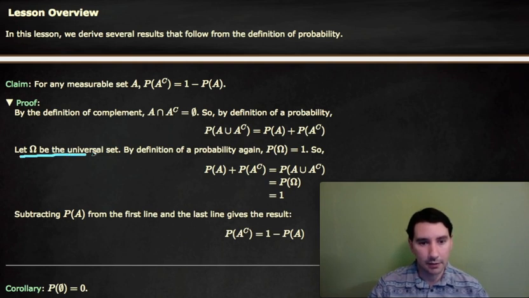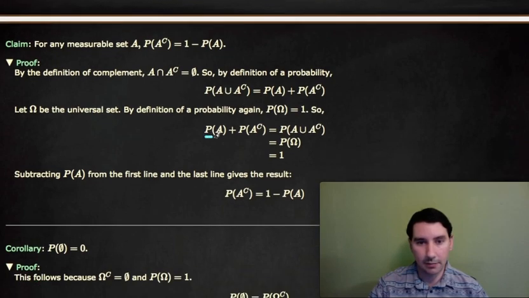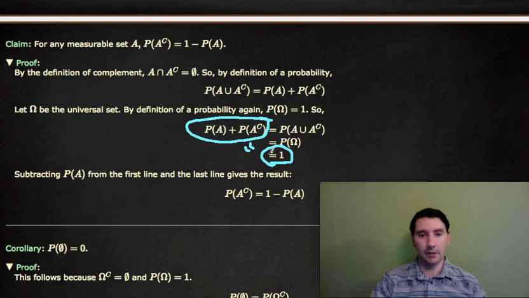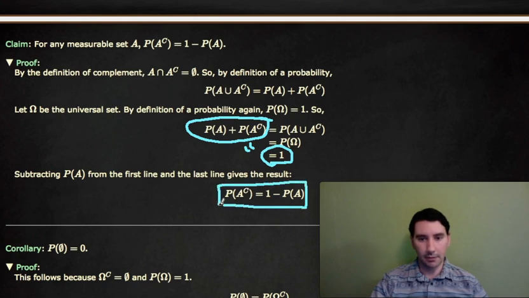And let omega represent the universal set. So by definition, the probability of omega equals 1. Using those two rules combined, we get the probability of A plus the probability of A complement is equal to the probability of A union A complement, which is the probability of omega, which equals 1. So 1 is equal to this value here. And now, taking these two things as being equal, we can subtract the probability of A over to the other side. So the probability of A complement equals 1 minus the probability of A.